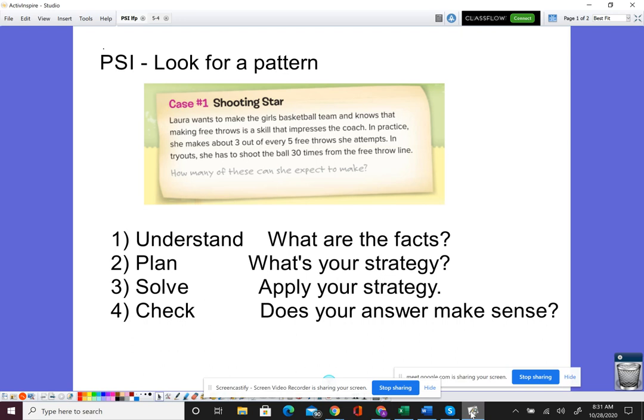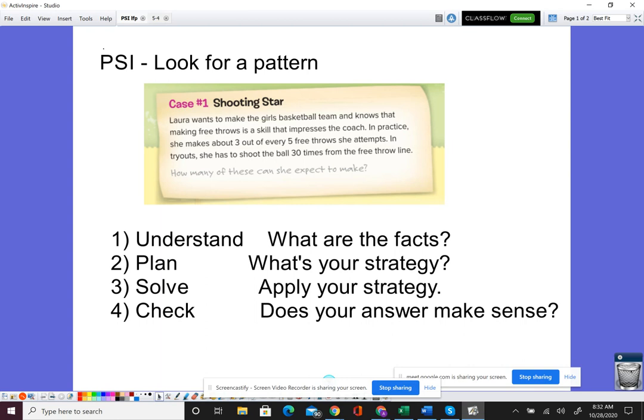Okay, so for today, we're looking at the PSI, and the PSI stands for Problem Solving Investigation. So it's just a way of looking at the story problems and going through and identifying what you have, laying out your strategy, how you're going to approach this problem, and then applying your strategy. And then at the end, checking to make sure that your answer makes sense.